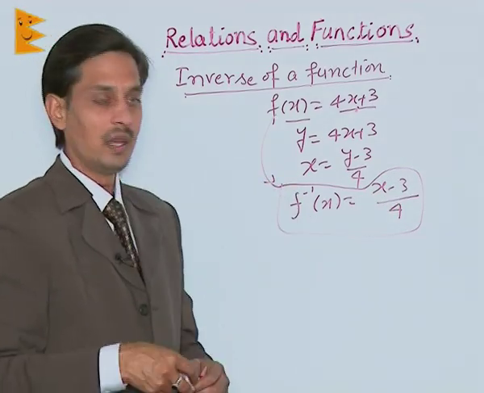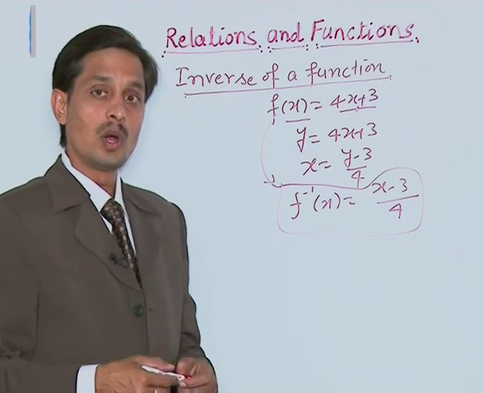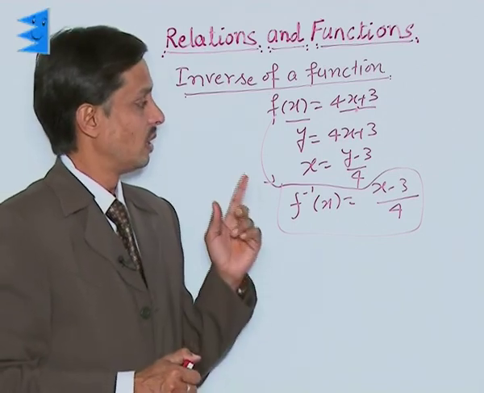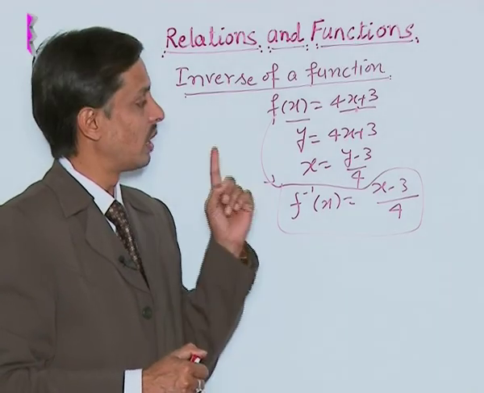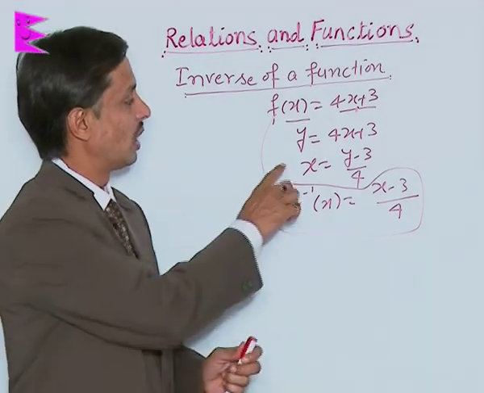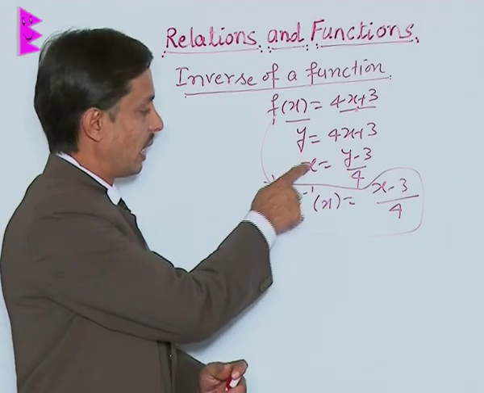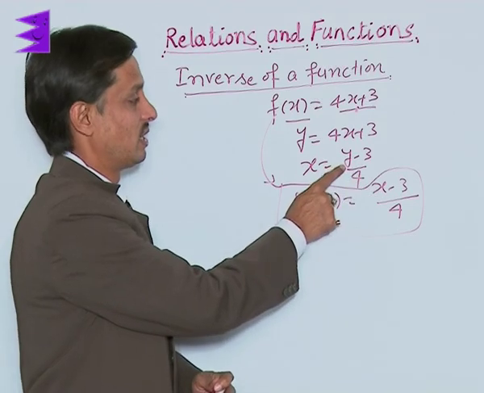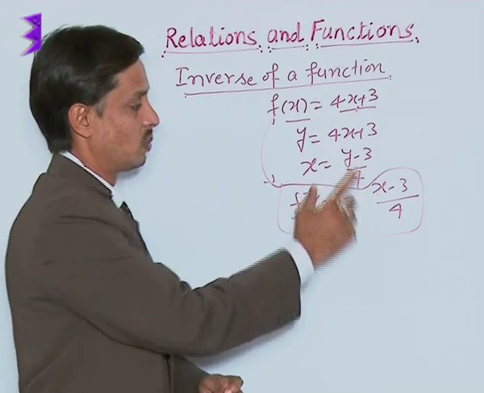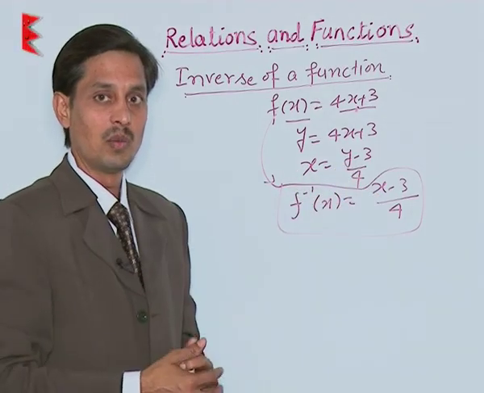So ultimately, for the function whose inverse you want to calculate, you must prove it is 1-1, you must prove it is onto, and after proving 1-1 and onto, you calculate x in terms of y and replace the left-hand side by f inverse x, and in the right-hand side every y will be replaced by x. That will give us the inverse of a function.